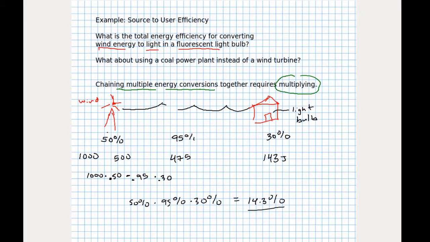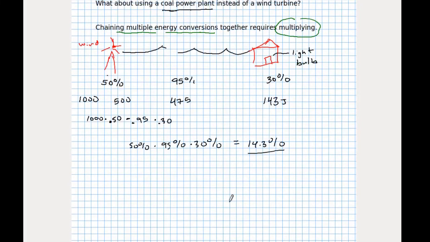Cool. So now what I want to do is think about comparing that 14.3% for the total efficiency of a wind power plant to what I could get from some other option I might have for getting that energy. So for example, what if I use a coal plant instead of the wind turbine? Well, what would change about this process if I was to use a coal plant instead of a wind plant?